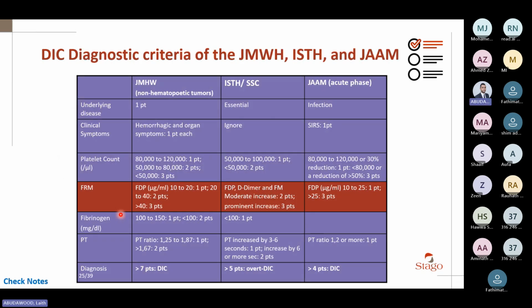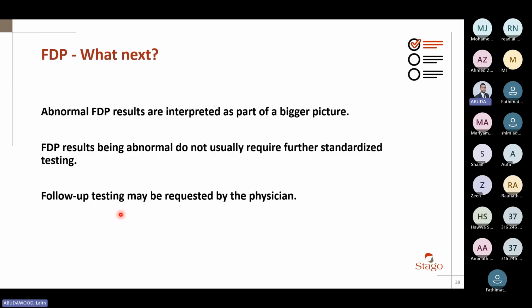How about FDP? Now, I explained this to you a couple of minutes ago, okay? We say that FDP is used in this context, really. This is the only real use for FDP as of the moment, as far as I know, at least. Then if FDP is high, what do I do? Now, FDP on its own, if it's positive, it doesn't really give you much information. FDP is really useful in the whole context of the patient's case. We cannot just run FDP and say, oh, okay, the patient has DIC.